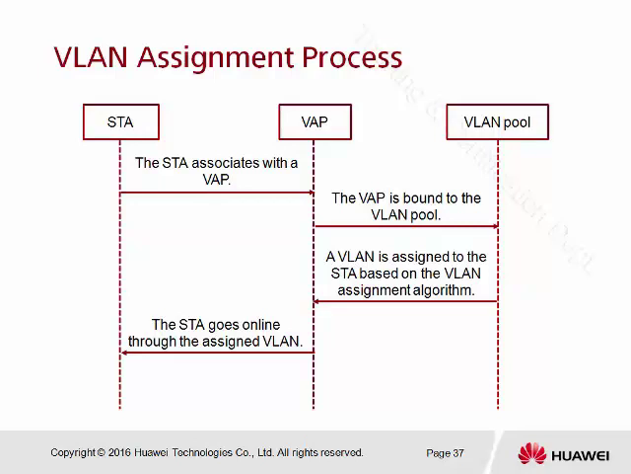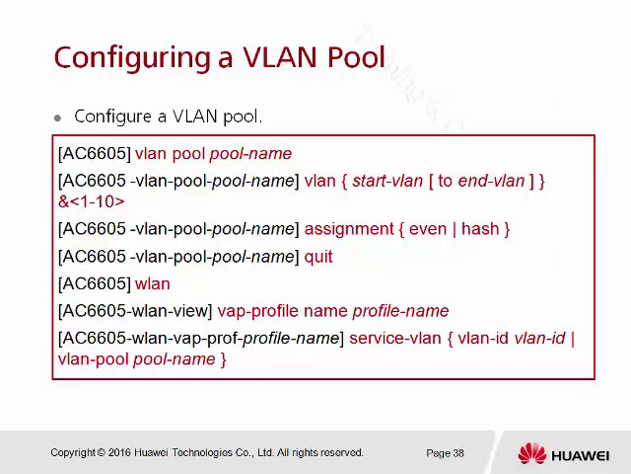Based on the two different algorithms we just discussed, either we use the sequence-based or the hash-based, then it is going to assign the IP and also the VLAN to the client. The last step is the STA goes online through the assigned VLAN. So this is the way for us to configure the VLAN pool through the CLI.